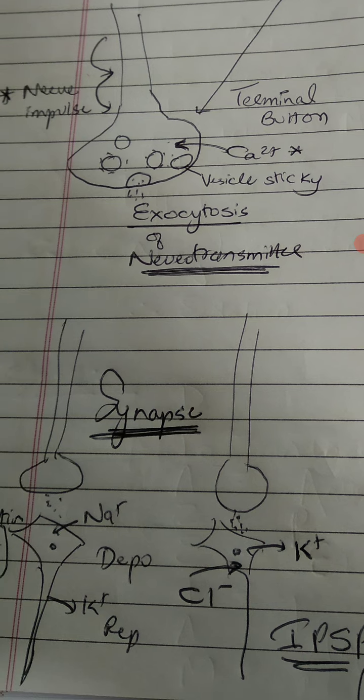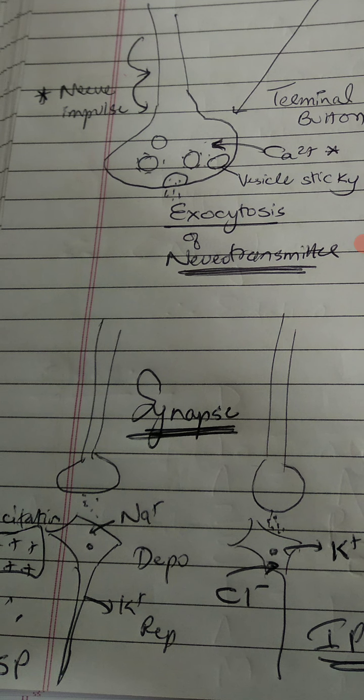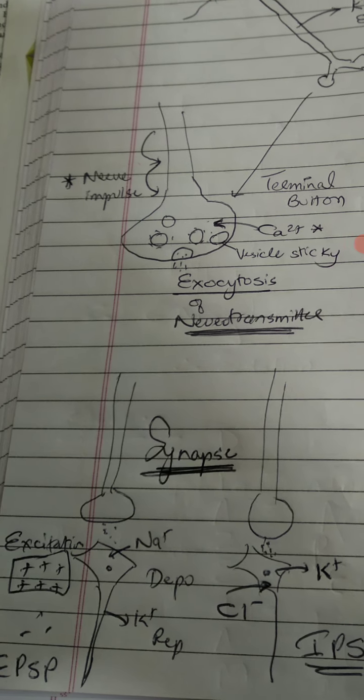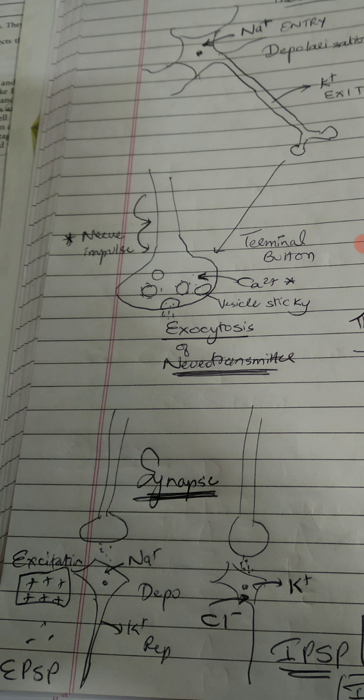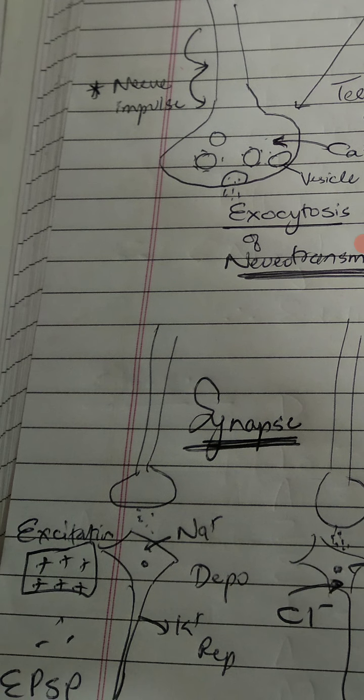Once the neurotransmitter is released, based on whether it is an excitatory or inhibitory neurotransmitter, two things can happen in the postsynaptic neuron. Either there is EPSP or there is IPSP. So what is this EPSP? Excitatory postsynaptic potential. The excitatory neurotransmitters released at the synapse travel across the synaptic cleft, act on the postsynaptic membrane, that is the next neuron, and they open up the sodium channels which are related to those receptors.